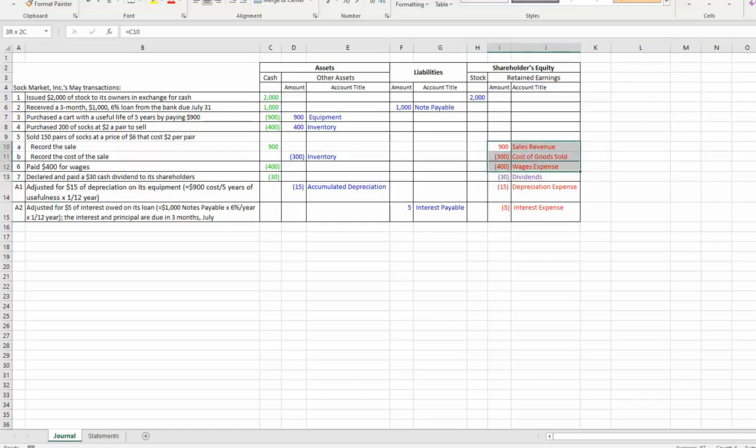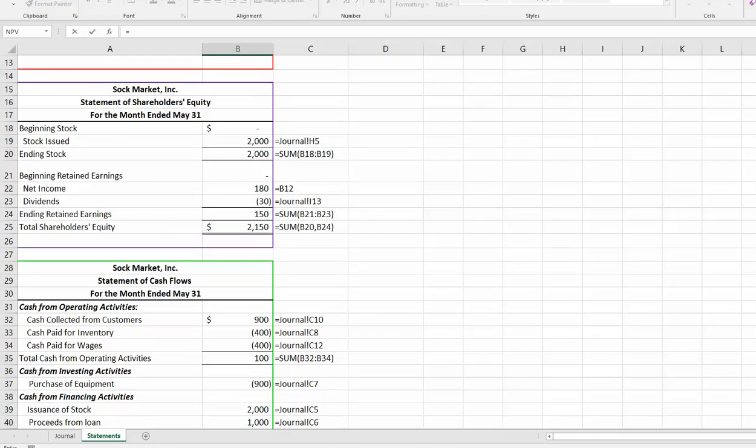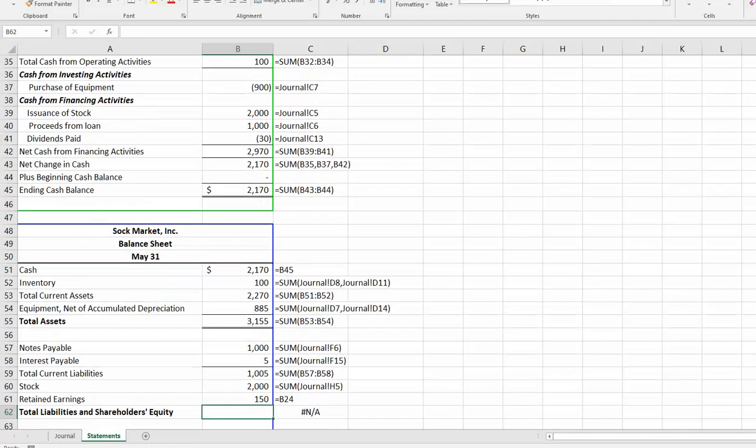In the income statement, we had already summarized net income, or the earnings for the period. The next statement we did was the statement of shareholders' equity, where we showed what happened to retained earnings. So to get my ending balance of retained earnings, I'm going to click the equal sign, go up to my statement of shareholders' equity, and click on the ending retained earnings balance. That's the amount of earnings kept by the company as of the end of May.